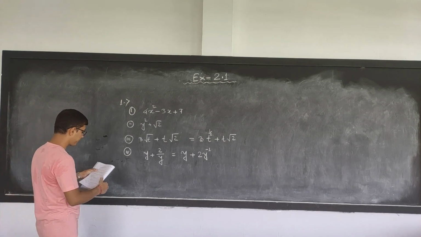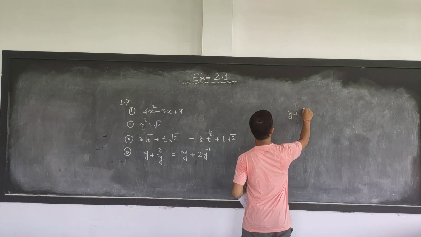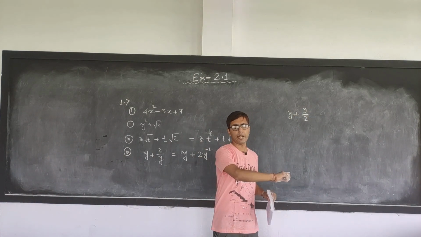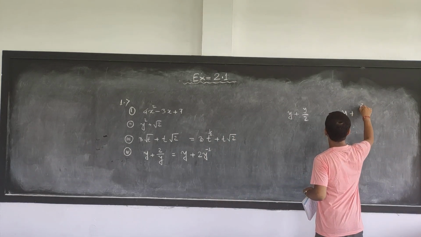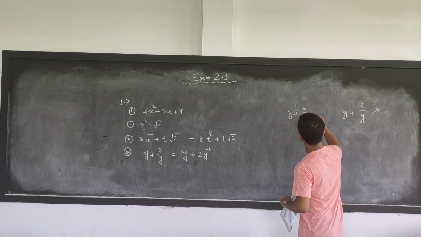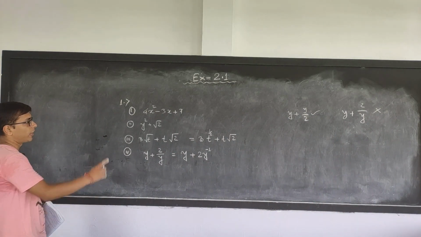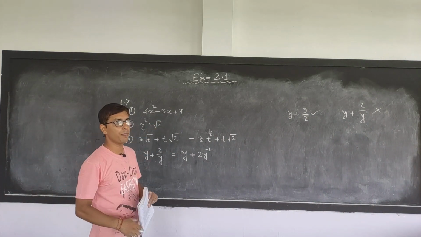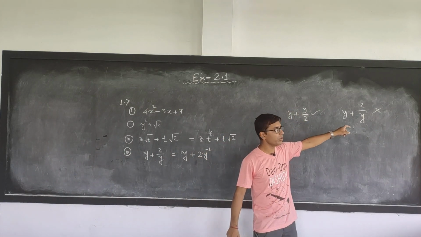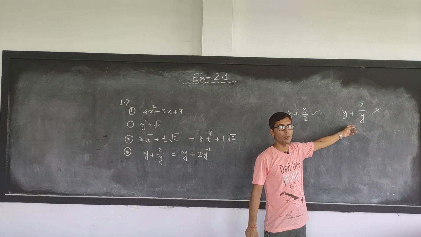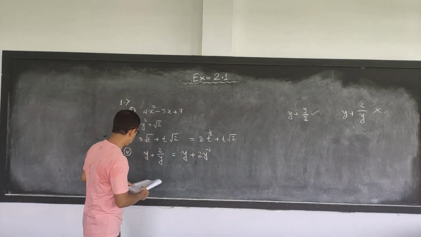After that, if I ask you y plus y by 2, can it be a polynomial? Definitely it can be a polynomial, but the same y plus 2 by y cannot be a polynomial. Are you confused here? The first one is a polynomial, but the second one is not, because if you write it in standard form, the power on the variable will become minus 1. That's why. Anyway, this is the fourth one.